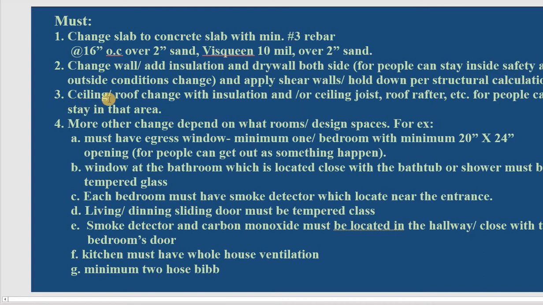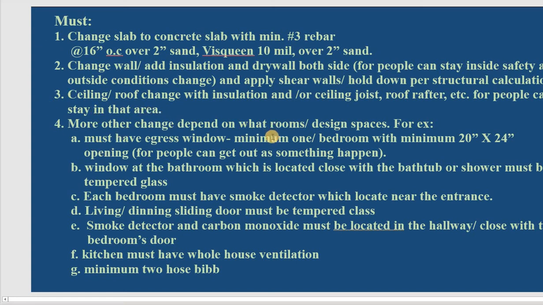And number 3 is ceiling and the roof change with insulation, and on the ceiling joist roof rafter exactly so the people can stay in that area. So that means ceiling, wall, and slab we need to change from the garage to the ADU or additional room, same thing. Besides that, we have more change.